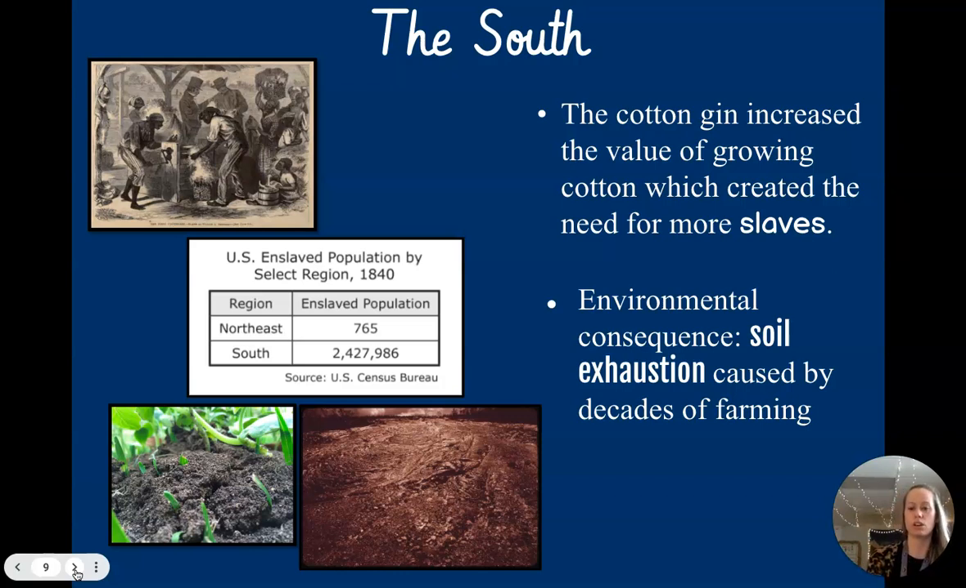And then environmental consequences, we always want to look at environmental modifications. So a change to the earth, that would be overplanting. That's going to have a consequence. Soil is going to become exhausted and it's going to cause the decay of farming. Just so you know, we've got to be thinking about these geological factors as well.